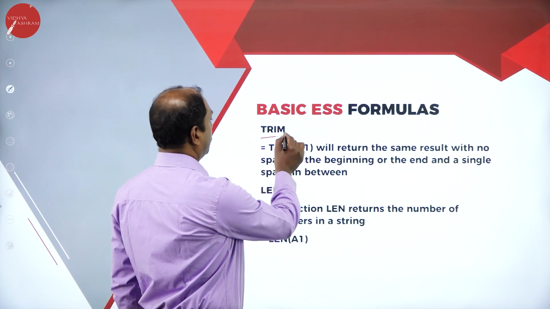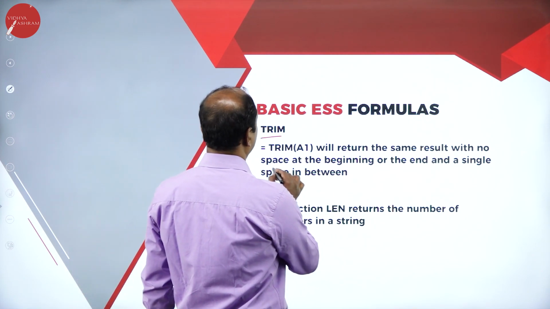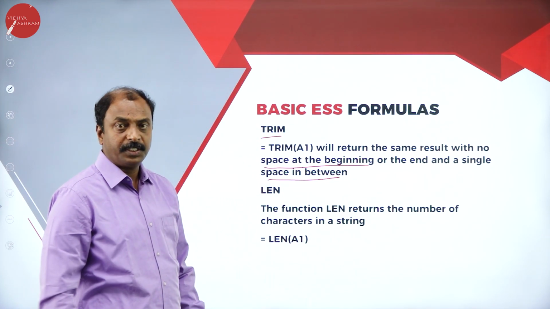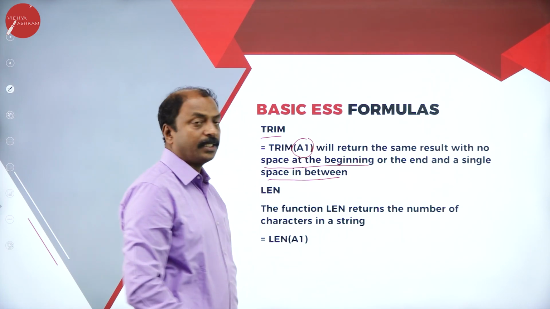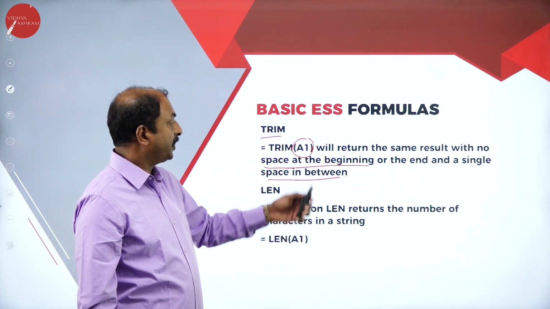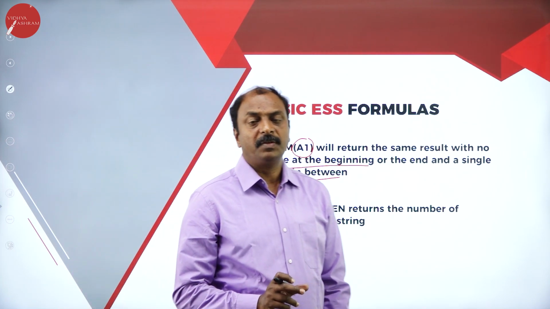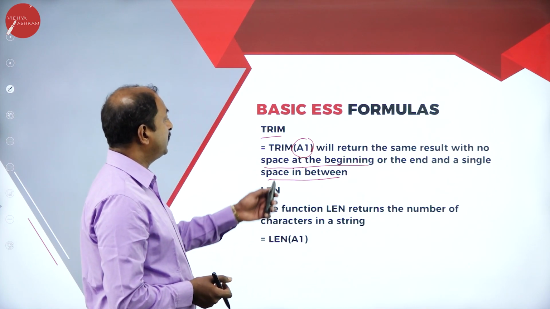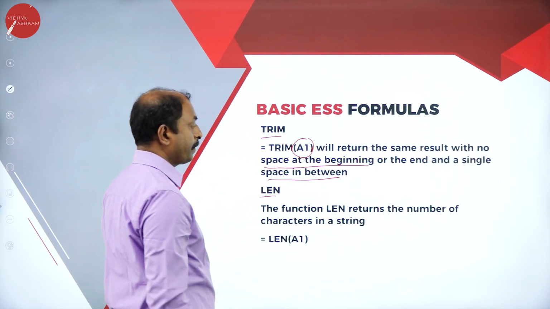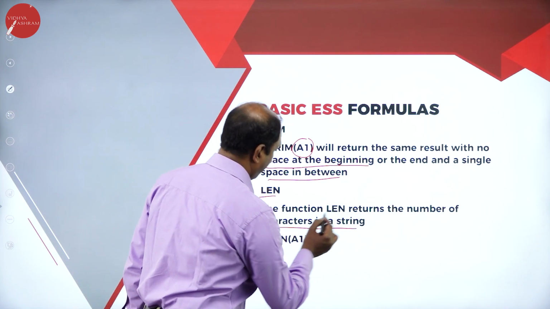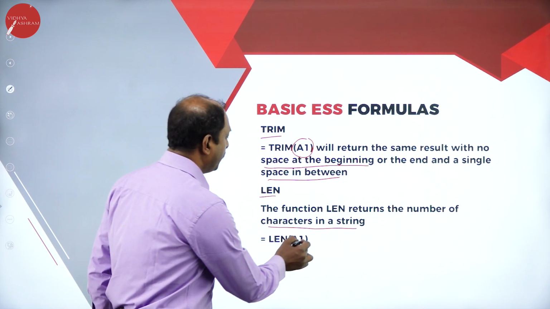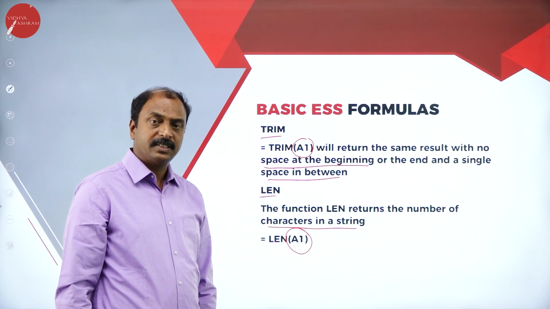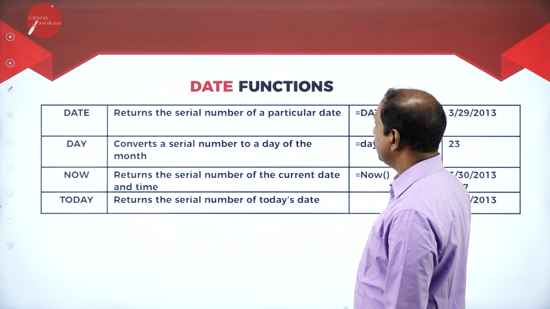Next is another text function called the TRIM function. It returns the same text with no spaces at the beginning or end, and a single space in between. In the example, A1 holds the content. The TRIM function removes the extra spaces between two words, or the extra spaces before and after the word. Next is the LEN function. It returns the number of characters in a string. So suppose any value is entered in A1 as text, it returns the number of characters in that particular cell.